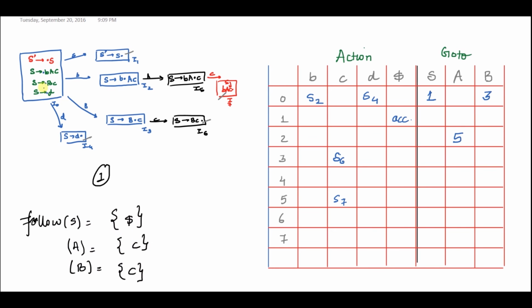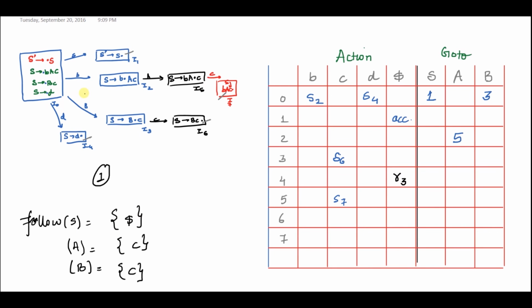Considering S gives D dot in the fourth state, whenever I see a final move, I'll consider the LHS and find the reduction for it. S gives D dot. I'll find the follow of S, that is dollar, and I'll place the reduction move in the dollar column, which is here. So I'll write here R3.